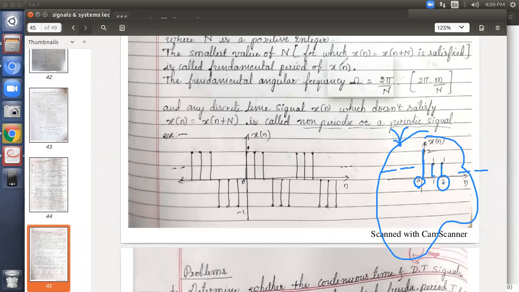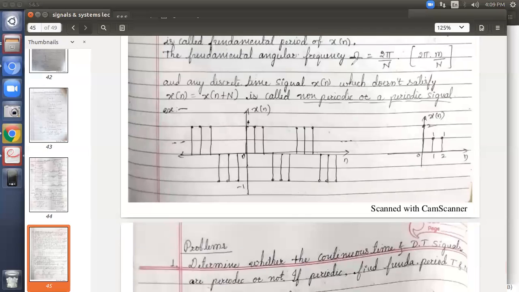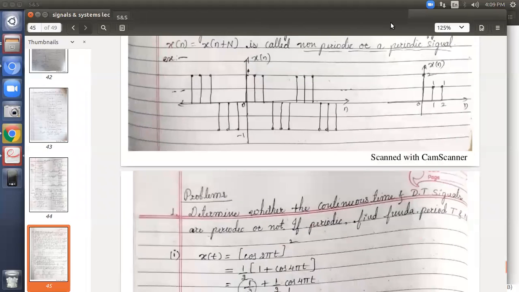I hope you understood this. This is the basic background. With this background, let me start solving the problems based on periodic and non-periodic signals. Any doubts you can ask me?